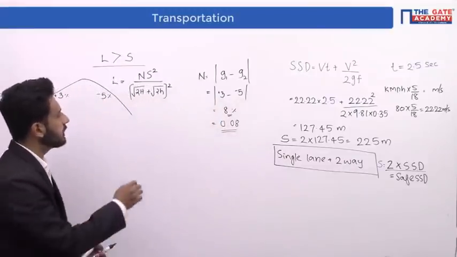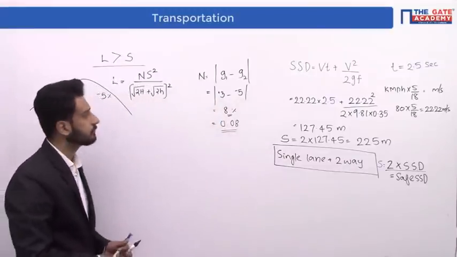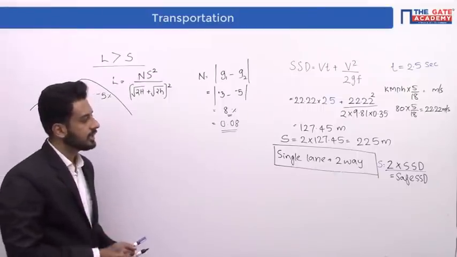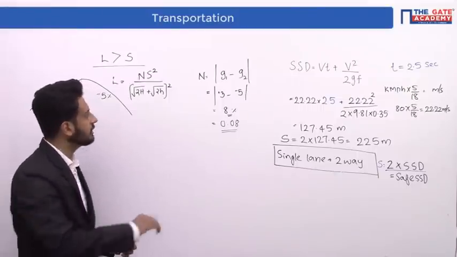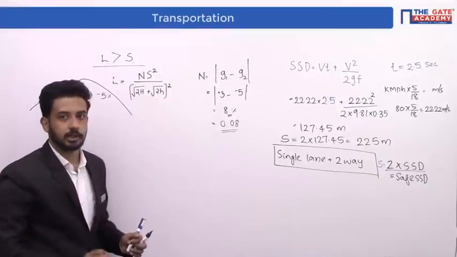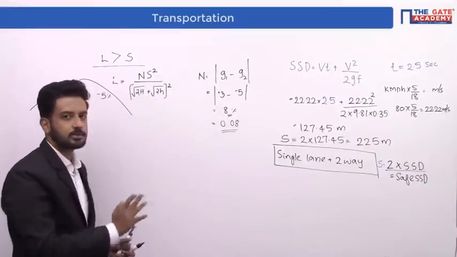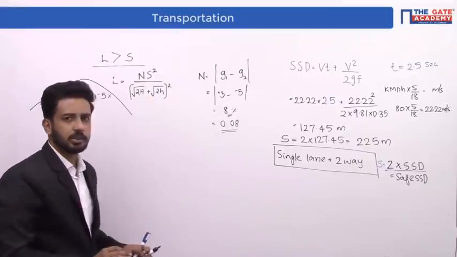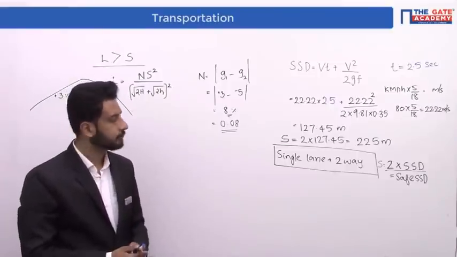Okay. So the numerator part is done. N I have found out. S value I have found out. So S value square I have to take. Don't forget S value square. Now the denominator part I have to check.